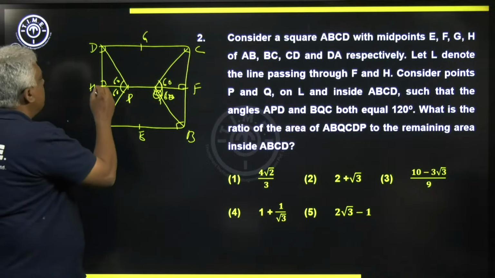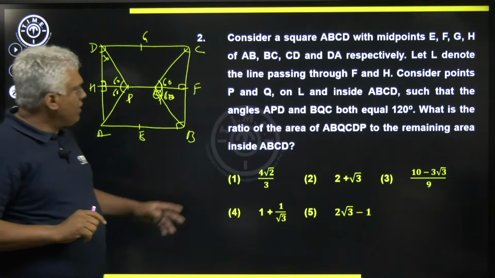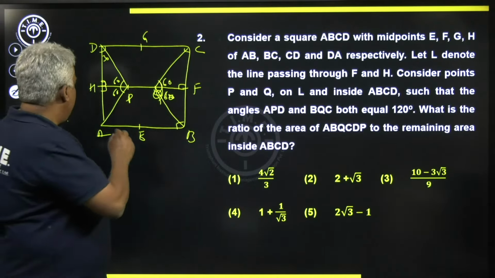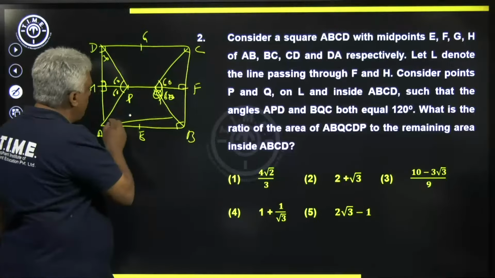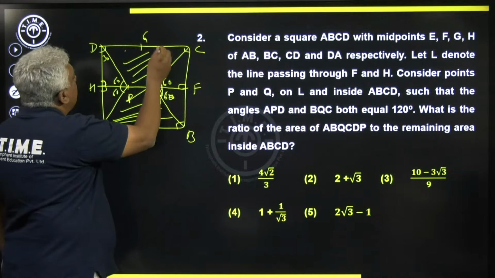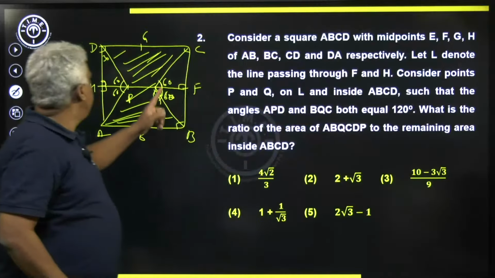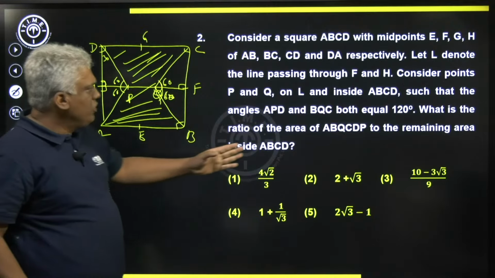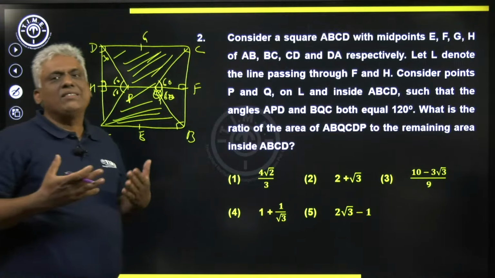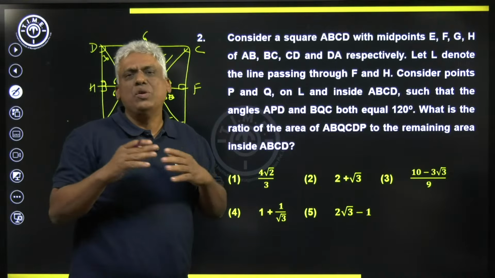Now you know that this triangle will be a 30-60-90 triangle. They're asking the ratio of the area of ABQCPD, this shaded portion, which I'm shading, with the remaining area. The remaining area is the two triangles. Since they're asking for the ratio, don't take variables.